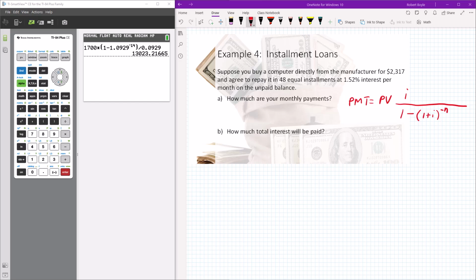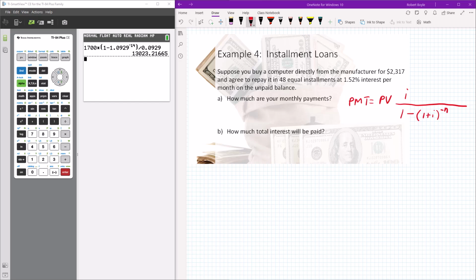Okay, here we are back in our OneNote calculator setup, and this is our last example for this particular video. So suppose that you want to buy a computer directly from the manufacturer for $2,317, and you agree to repay it in 48 equal installments at 1.52% interest per month on the unpaid balance. The first question is, what are the monthly payments?